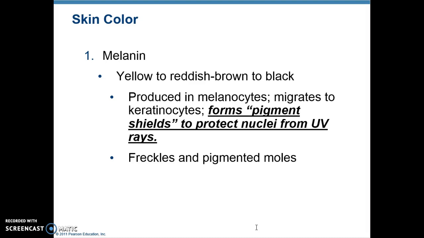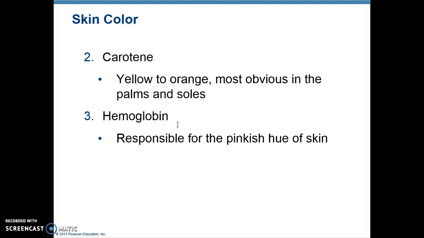Melanin. You want to know that melanin is in your skin. You want to know that it's brown. You want to know that it protects you from UV radiation. So that prevents damage to the DNA, which can then lead to skin cancer. You also want to know that you have some carotene or beta-carotene in your skin. This is some of the same stuff that you find in carrots. This is why they are orange. Don't ask me what it does. It's just there. It's a vitamin.